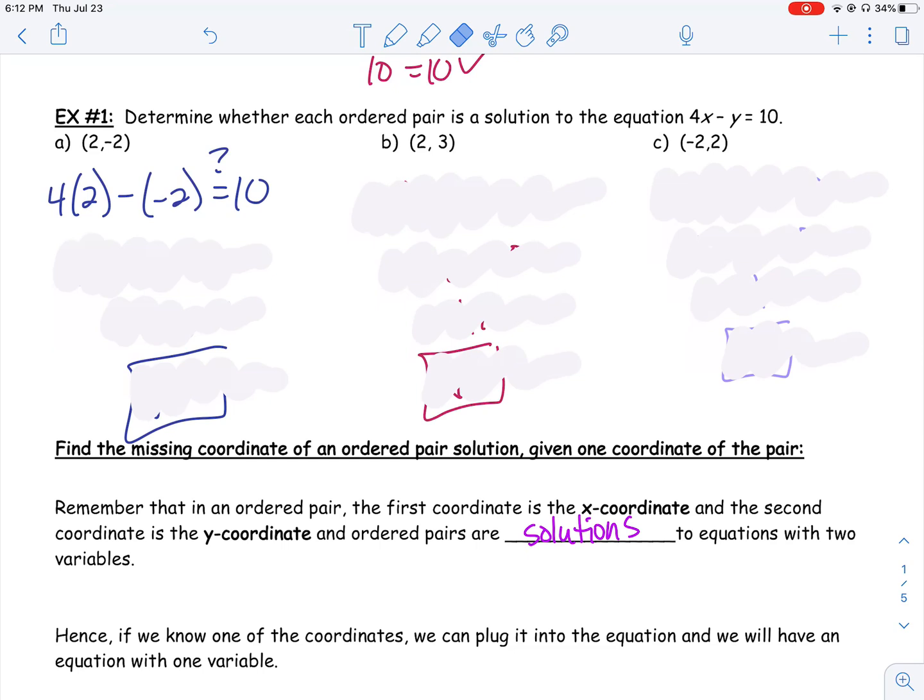I have 4 times 2, which is 8. I have the opposite of -2. Those two negatives make a positive 2. I ended up getting 8 plus 2, which is 10, and 10 does equal 10. So this actually is a solution to the equation.